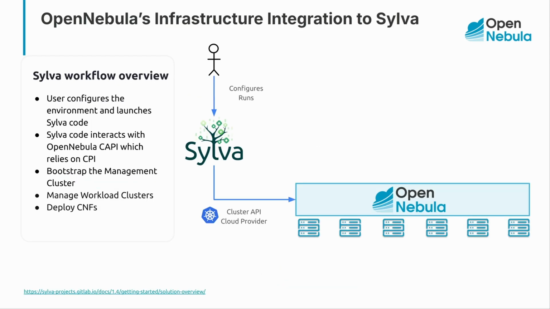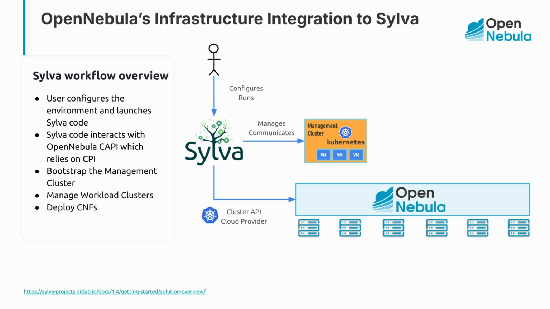During the Sylva workflow, the framework uses the Cluster API and Cloud Provider Interface implementations we've just discussed to manage resources on the OpenNebula cloud. The process begins when a user configures and runs Sylva tools. In the background, the Sylva code interacts with our Cluster API implementation, CAPONE. The first major step is bootstrapping the management cluster.